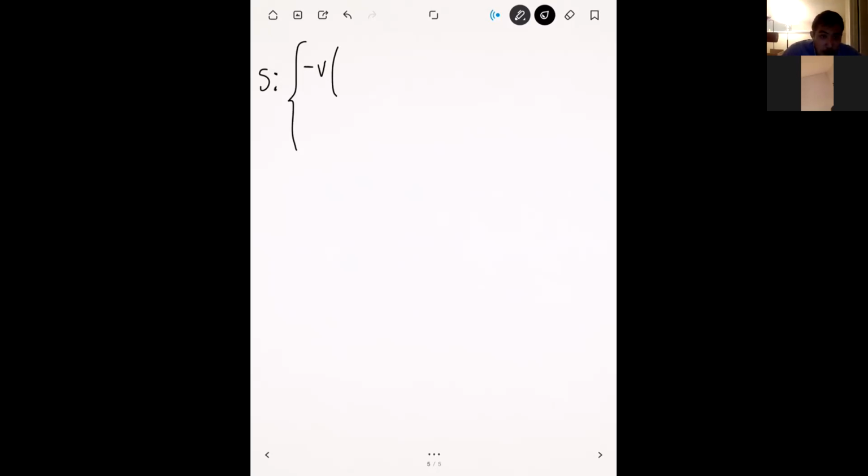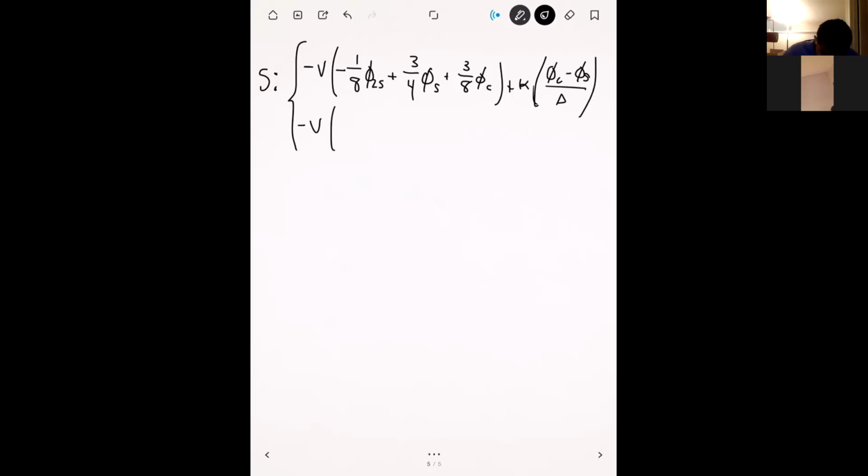For the south integral, that's going to be minus 1/8 v2s plus 3/4 phi s plus 3/8 phi c. Then we have to include our diffusion term, which is a plus k times (phi sub c minus phi sub s) divided by delta. So that's the first version.